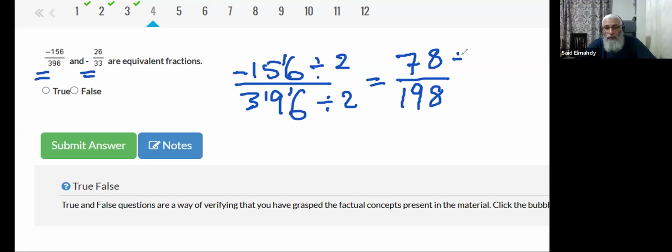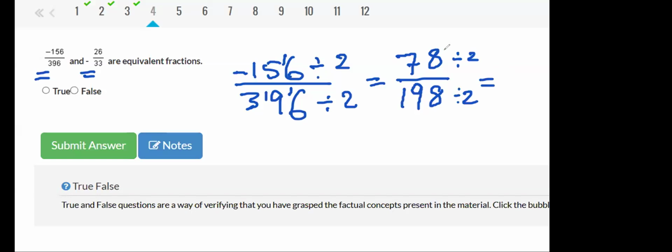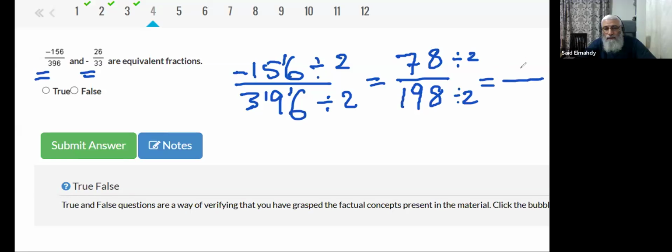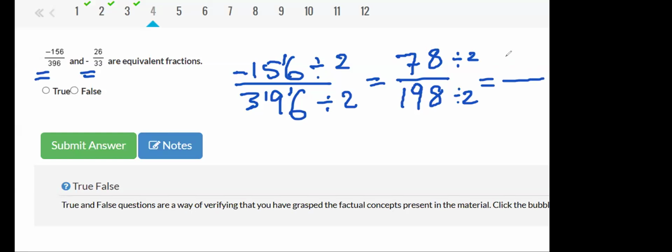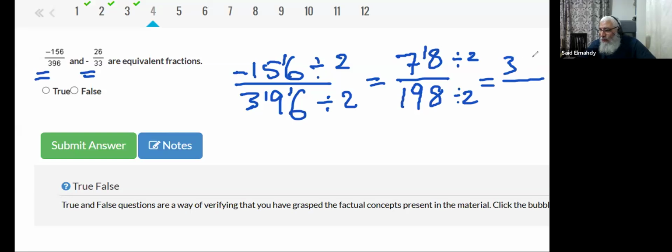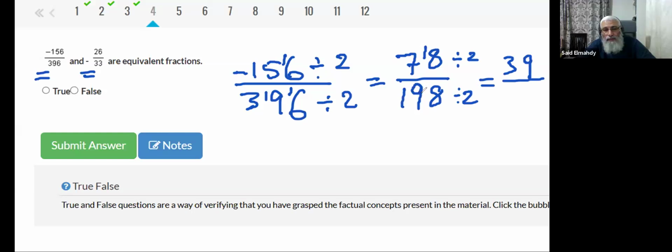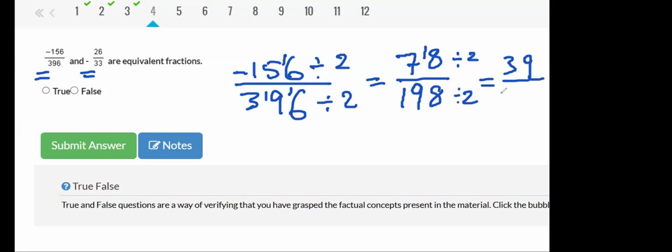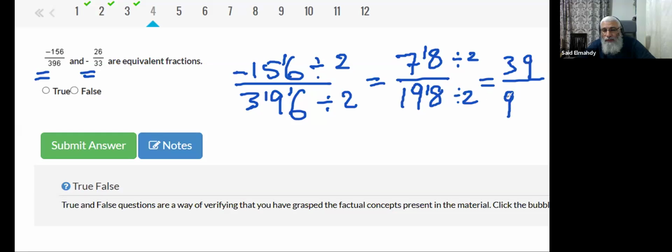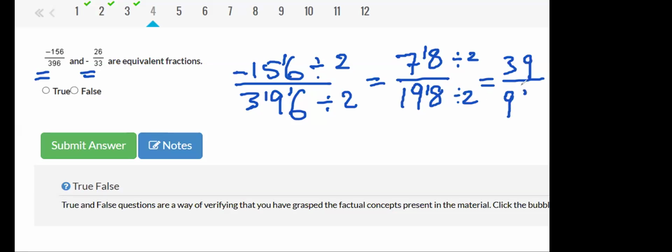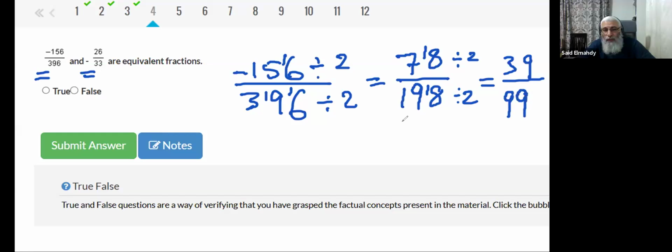Now we can divide again by 2. 78 divided by 2: 7 divided by 2 is 3, and the remainder is 1. 18 divided by 2 is 9. And 198 divided by 2: 19 divided by 2 is 9, and we have one remainder. 18 divided by 2 is 9. So 39 over 99.